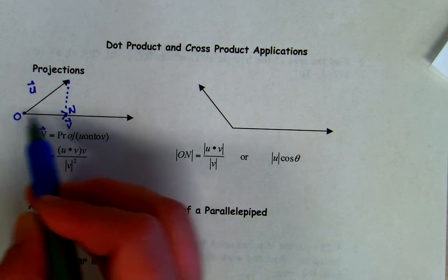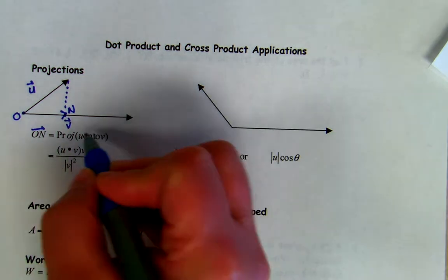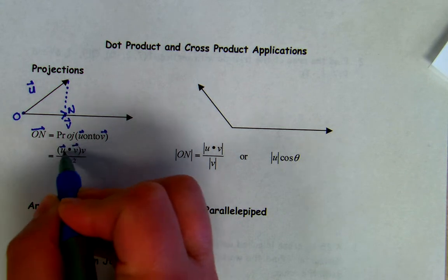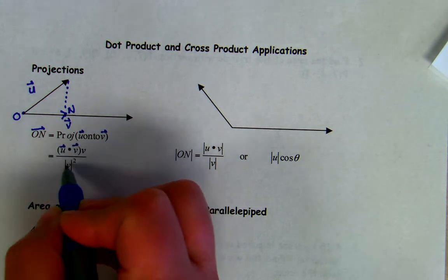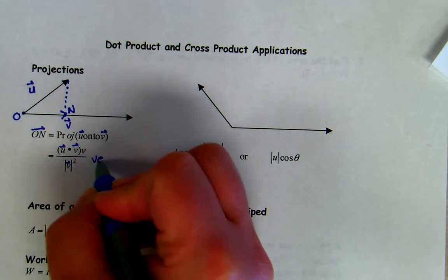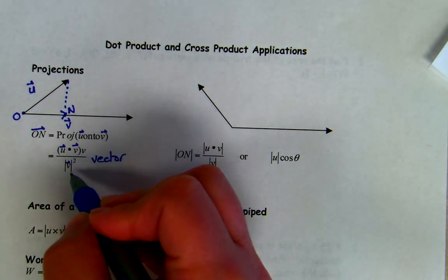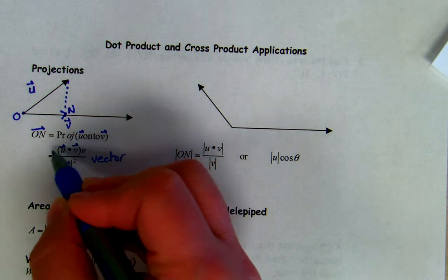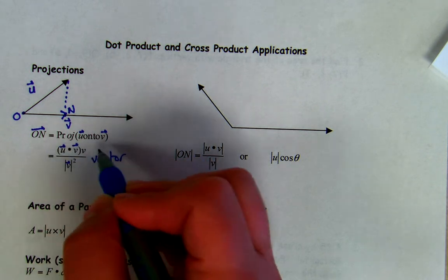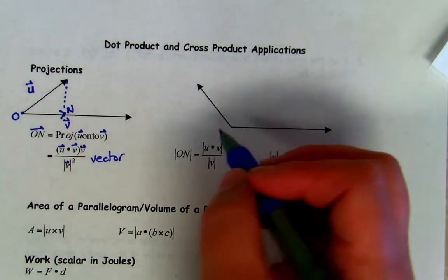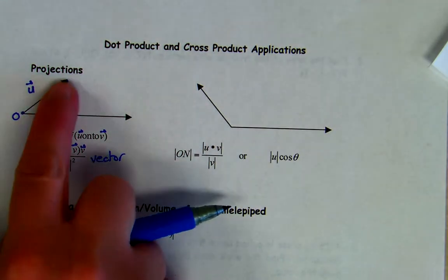So the vector from O to N represents the projection of U onto V, and it's found by doing U dot V, which gives us a scalar, divided by the magnitude of V squared, times V, because this is going to give us a vector. U dot V is a scalar. The magnitude of V squared is a scalar, so I have a scalar divided by a scalar, but then I'm multiplying by the vector V. So if the angle is less than 90 degrees, it's easy to see.